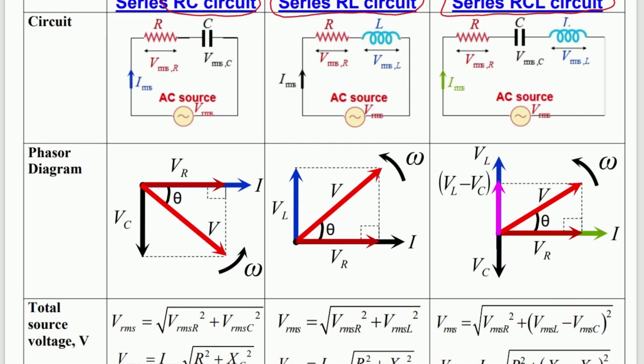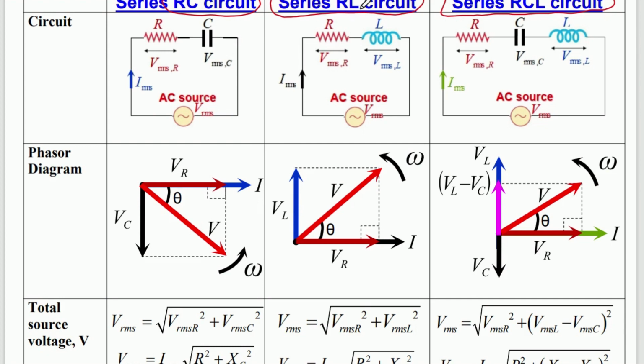Now look at the circuits first. The RC circuit contains a resistor and a capacitor only, and both of them are connected in series. In the circuit, this is the AC source, and this is the V RMS. This is VRMS R, the voltage across the resistor R. This is VRMS C, the voltage across the capacitor C.